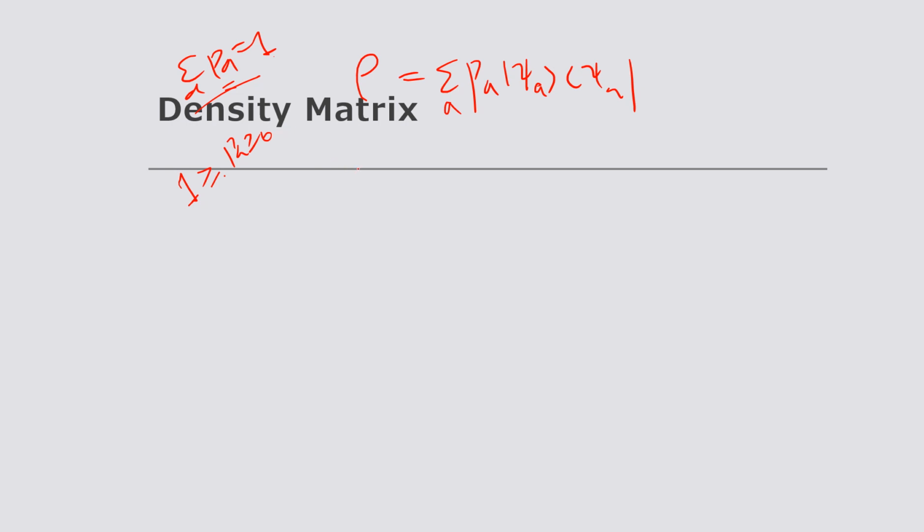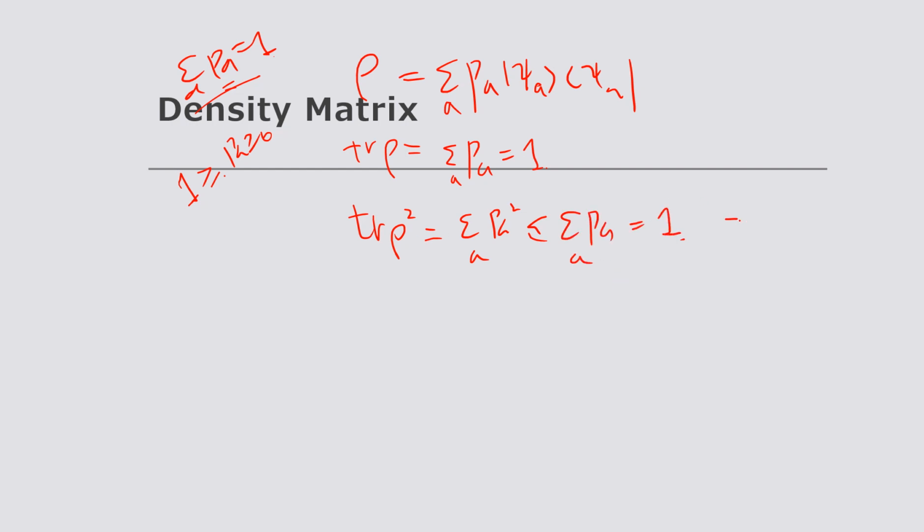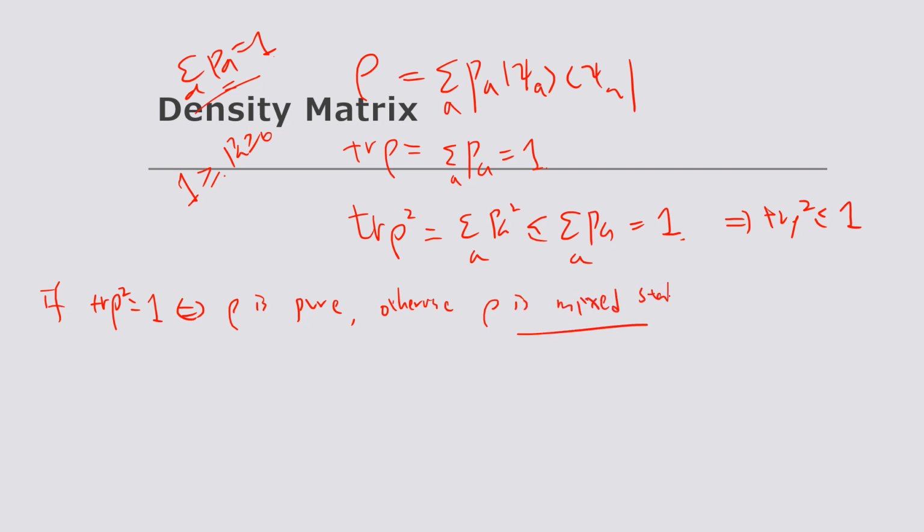And one result is the trace of rho, which is just the sum of p_A, so it will be 1. And it's easy to prove that the trace of rho squared will be the sum of p_A squared, right? But p_A is greater than or equal to 0 and less than or equal to 1. So p_A squared is less than the summation of p_A, which is just 1. So we get the trace of rho squared is less than or equal to 1. If trace rho squared is 1, that means rho is pure. Otherwise, rho is a mixed state.